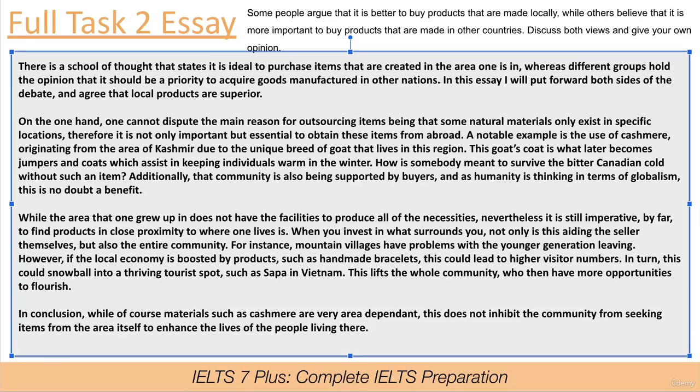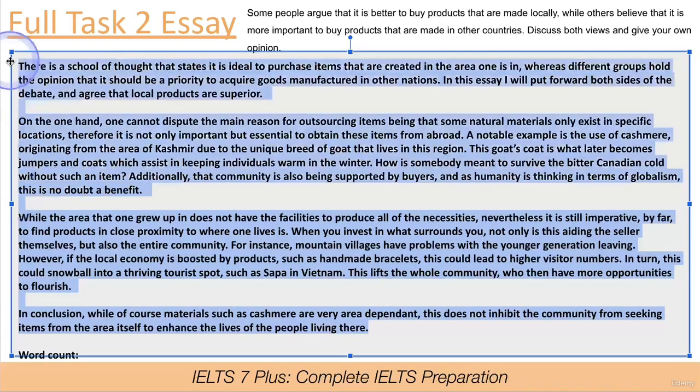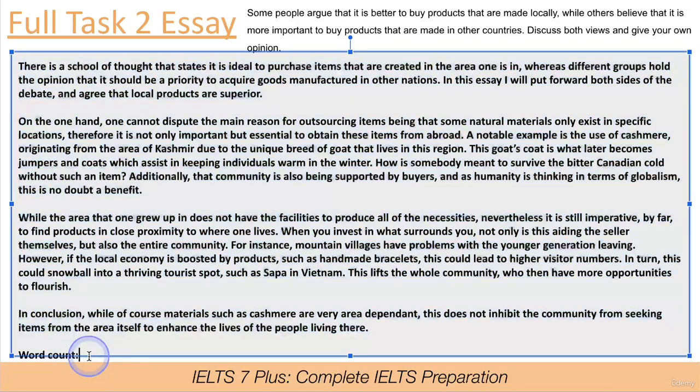living there. Okay, let's count the words for this one. A bit of a long one, but that's okay. Let's have a look. Okay, so this comes to 330 words, which is, yes, a bit over the 250 minimum, but I think this is a reasonable amount, and you've seen how we've structured it so you can follow along at home and adapt this to you and your examples. So hopefully that's been helpful.